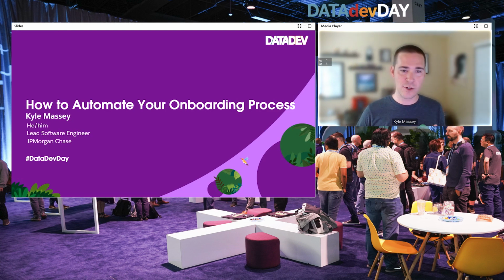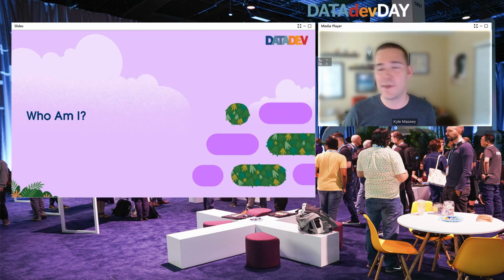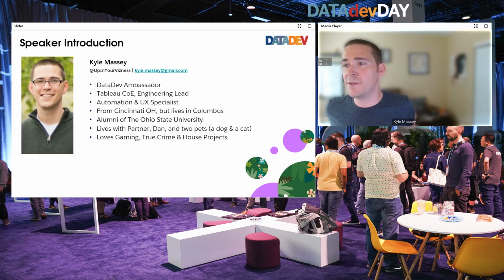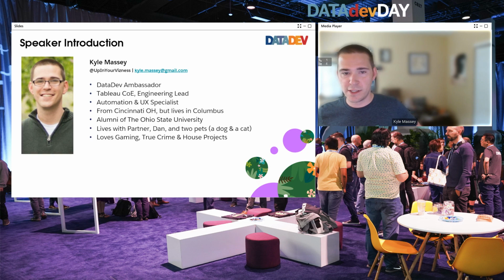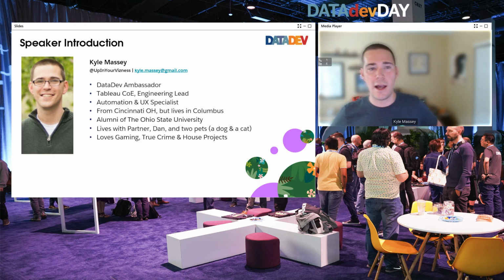So first things first, who am I? Like I said, my name is Kyle Massey. I am a DataDev Ambassador. I am part of a Tableau COE. I'm the engineering lead within the COE at JPMorgan Chase. I specialize, and my team specializes in automation and user experience.